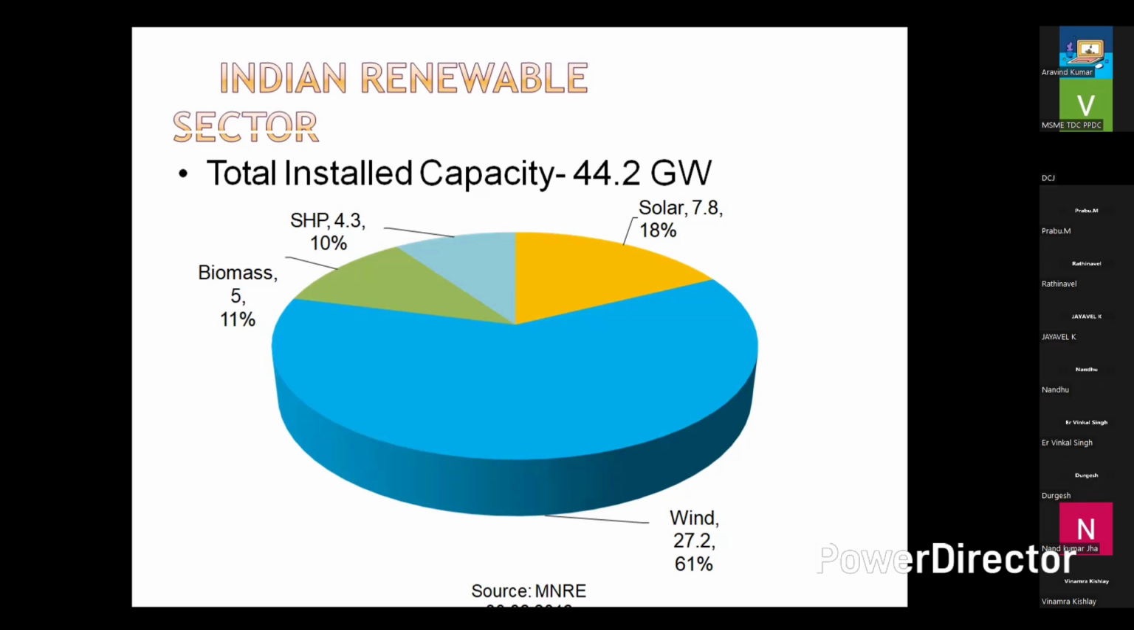You can visualize that at that time we had only 44 gigawatts, but now it is around 190 to 200 gigawatts up to 2023. I will also show you the data in the next slide. So you can visualize how much the government is focused on this sector.